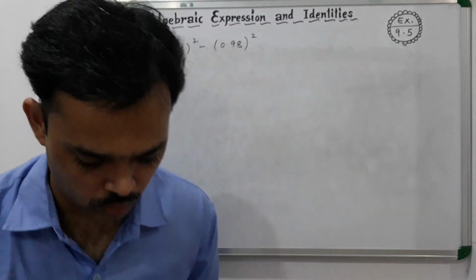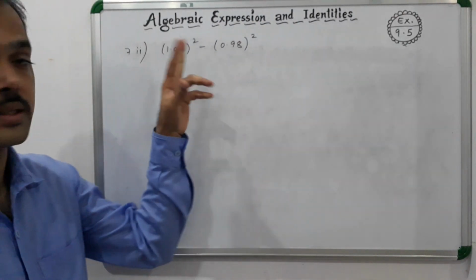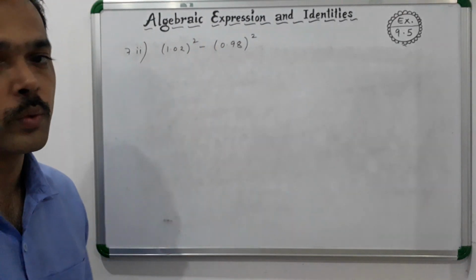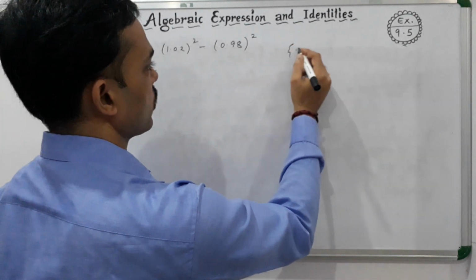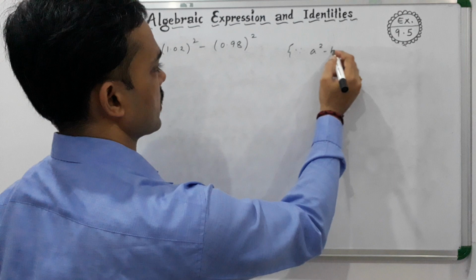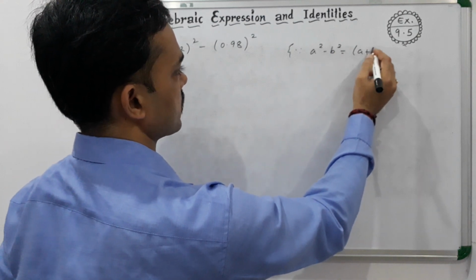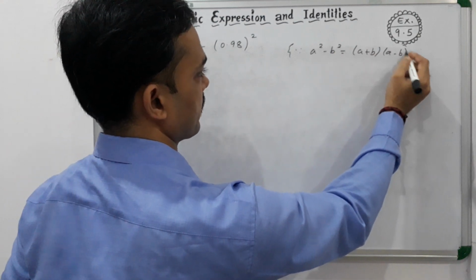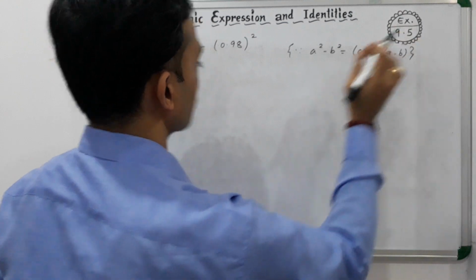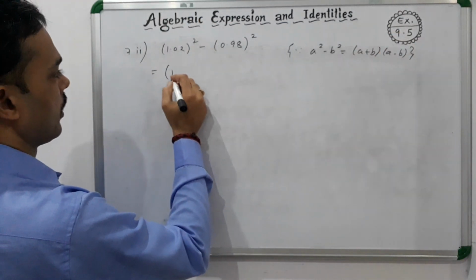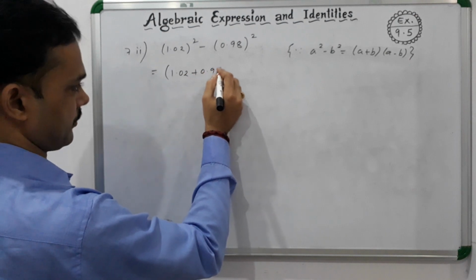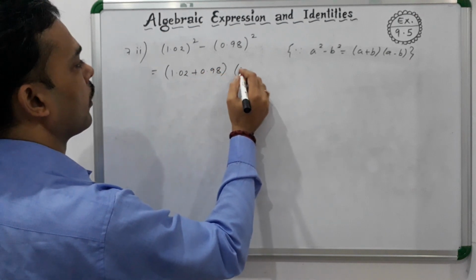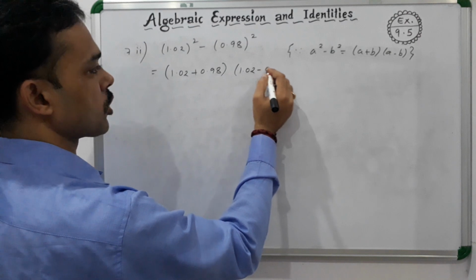Okay, so it is in the form of a square minus b square. Since you know that a square minus b square equals (a plus b) into (a minus b), this will become (1.02 plus 0.98) into (1.02 minus 0.98).